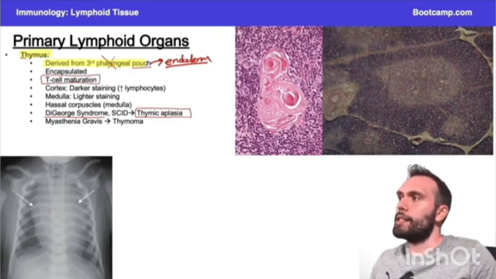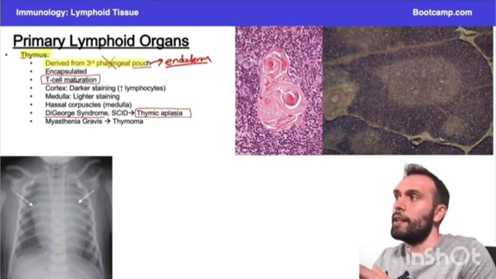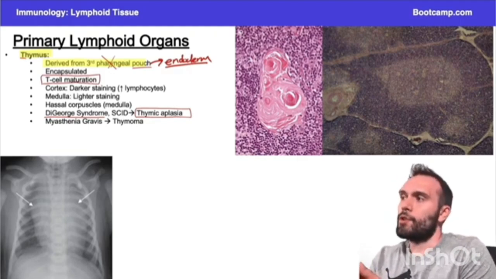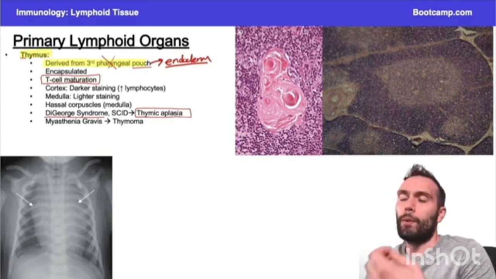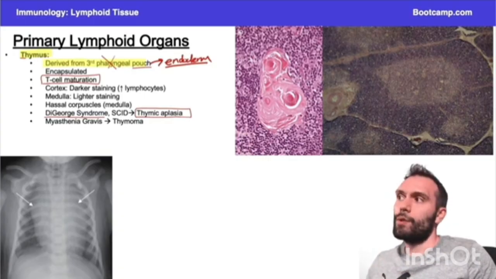Remember, this is where the T cells come to mature, and we're going to talk about that process in great detail. But there's a selection process that happens in the thymus as these T cells prepare for maturation. So if we have a disorder where the thymus isn't working, or we have thymic aplasia, we're not going to get T cell maturation, and that's going to have some pretty significant consequences, as we'll talk about in the upcoming videos.